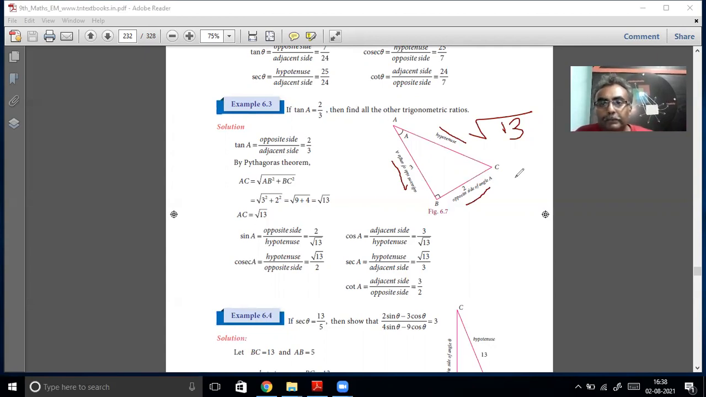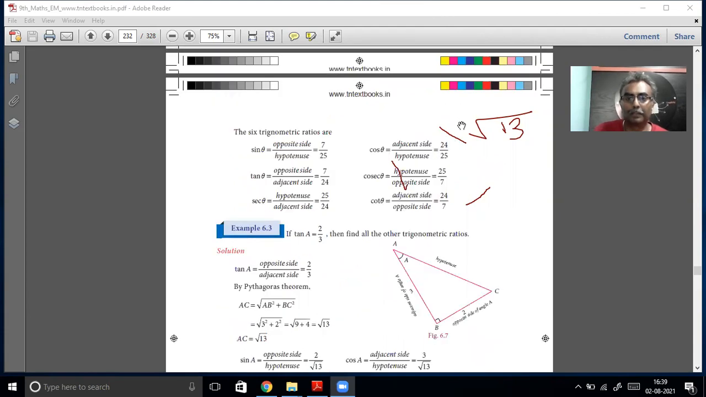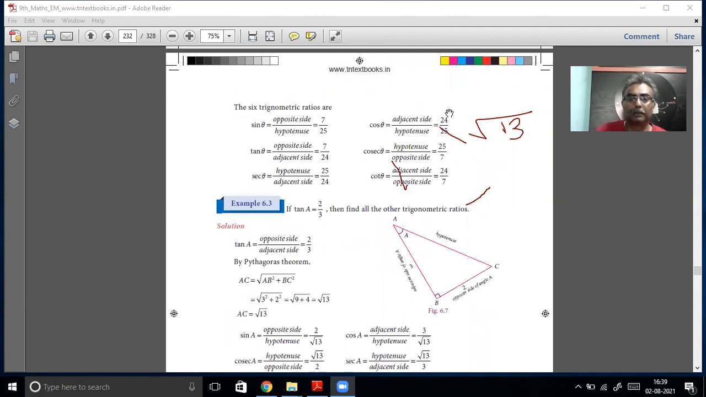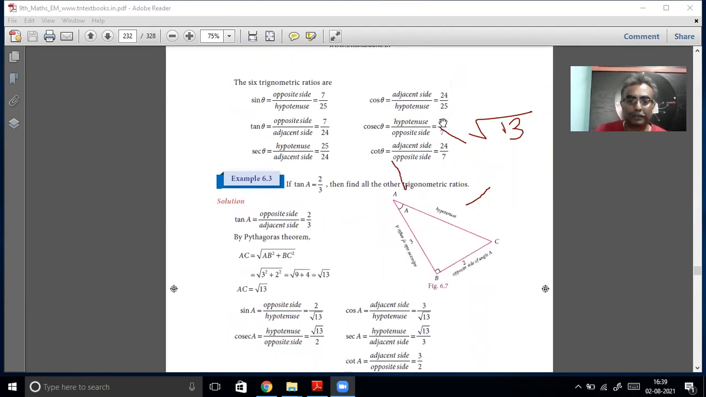Cosec A would be, say the formula. Tell me. Cosec A is hypotenuse by opposite side. Yes. How much is hypotenuse? Hypotenuse is root of 13 and opposite side is 2. So root of 13 by 2. Very good. Root of 13 by 2 is coming.